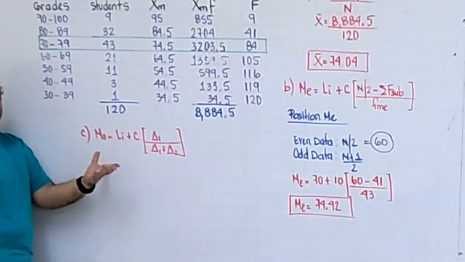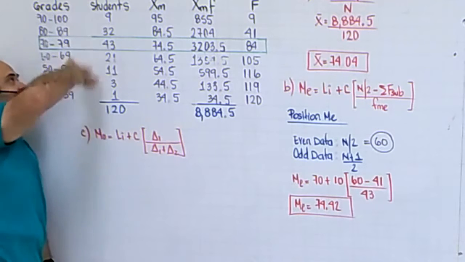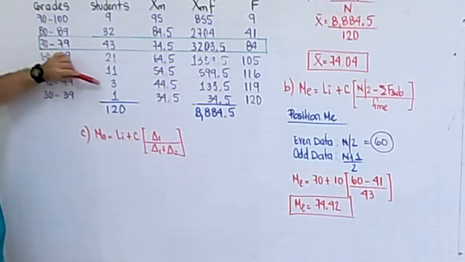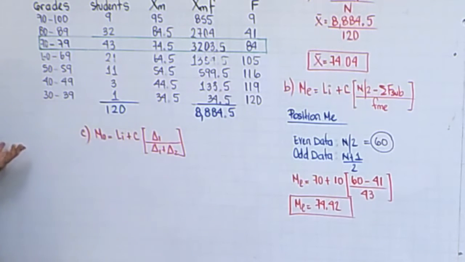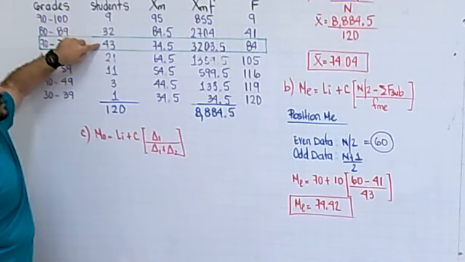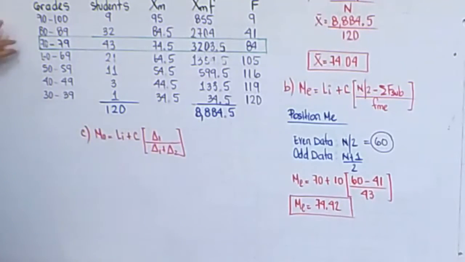This time I'm talking about the absolute frequency. The absolute frequency in this situation is the quantity of students. We have 9, 32, 43, 21, 11, 3, 1. Well, it's a coincidence, right? Because the highest value of absolute frequency this time will be 43. It's a coincidence.